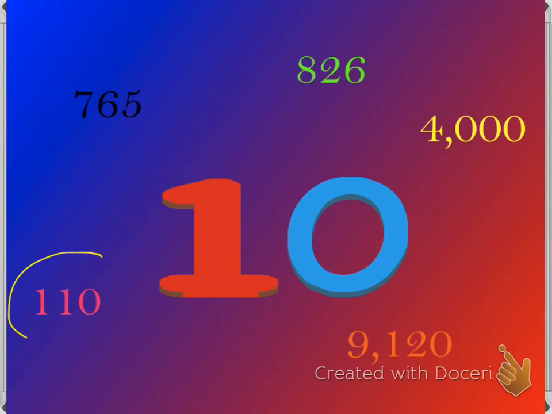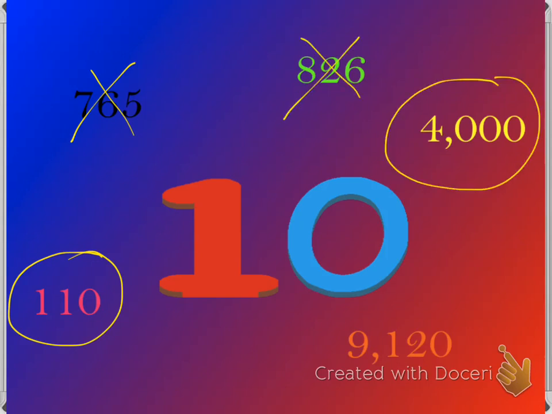Let's check your answers. You should have written down 110. Does not end in a 0. Does not end in a 0. You should have written down 4,000. Also 9,120. So those are the divisibility rules.